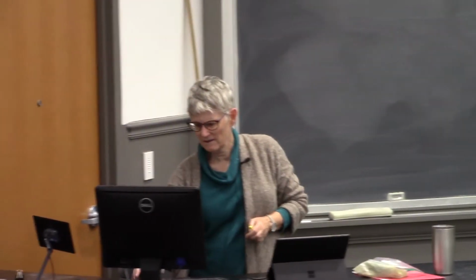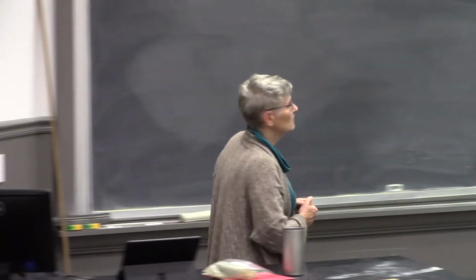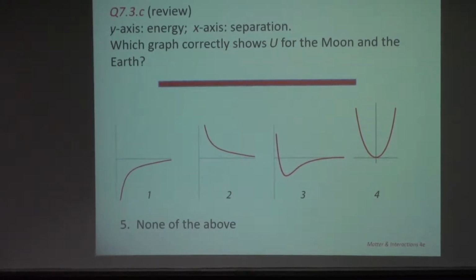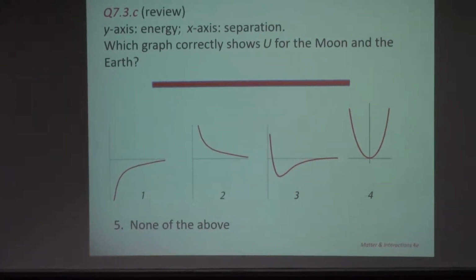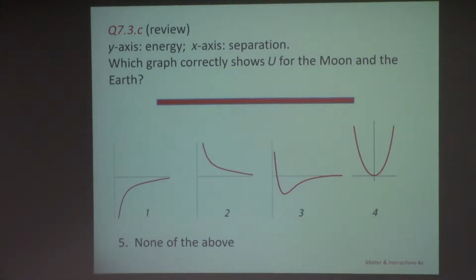All right. Last question. Interaction of the moon and the earth. Now, presumably, we're not actually going to move the moon closer to the earth or farther from the earth. But if we did, what would the potential energy curve look like?